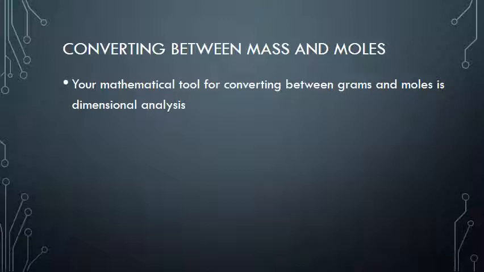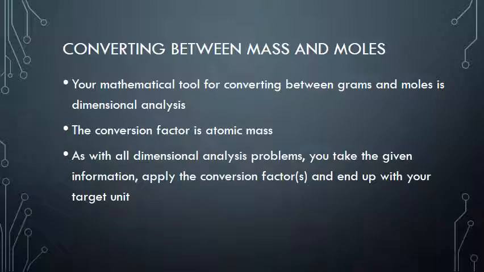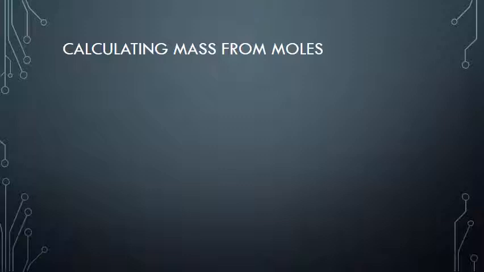So the mathematical tool we will be using, converting between grams and moles a lot in chemistry, is dimensional analysis. Our conversion factor between grams and moles is the atomic mass. So with all dimensional analysis problems, take your given information, apply any conversion factors, and you want to end up with your target unit. Let's work some examples. In the first one, we're given moles and we will find the mass. So how many grams are there in 2.4 moles of carbon?